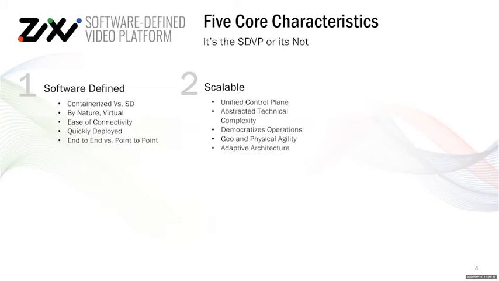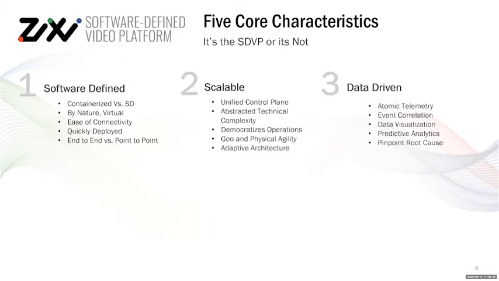It needs to be scalable in the sense it needs to be geo and physical agile. And it needs to be an adaptive architecture, because the only thing that we can guarantee is that things will change. It needs to be data driven. So you do need atomic levels of telemetry. You need that at the edge. You need that on the devices. You need that on the network. You need that on the transport stream. You need that on the content. You need that in the cloud. So you need this telemetry to know exactly what's going on.